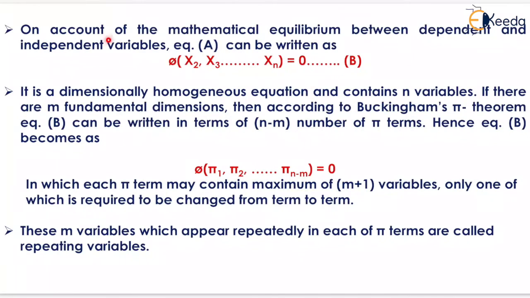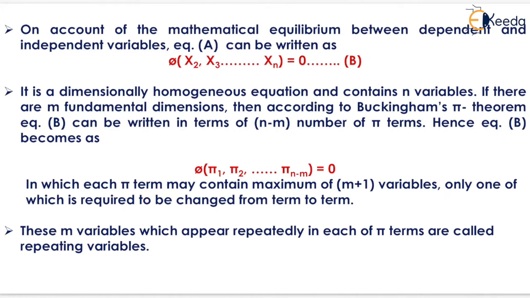On account of the mathematical equilibrium between dependent and independent variables, equation A can be written as phi is a function of x2, x3 up to xn equals 0, that is equation B. It is a dimensionally homogeneous equation and contains n variables. If there are m fundamental dimensions, then according to Buckingham's Pi theorem, equation B can be written in terms of n minus m number of pi terms.